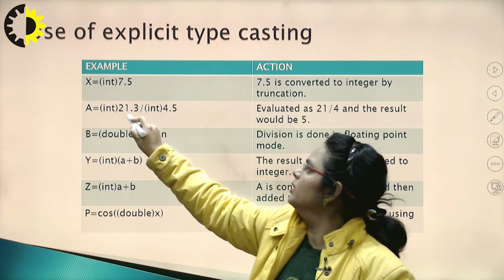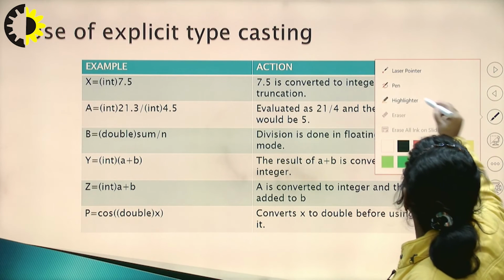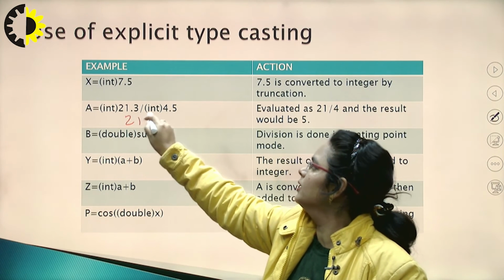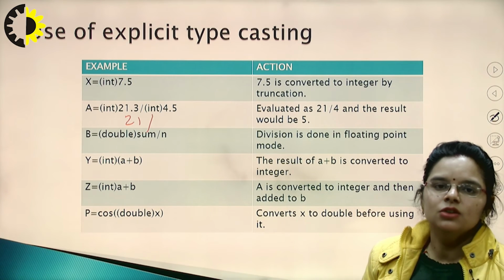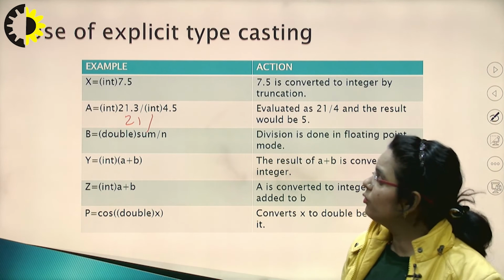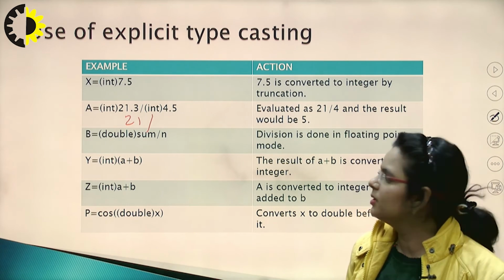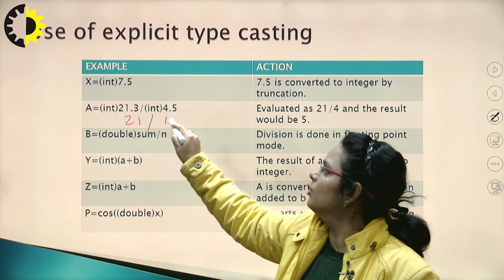This would be 20. So this would become 21. Divide by integer of 4.5. So 4.5 is a floating type value, and it is converted. It is explicit type conversion, and the type conversion is done in integer type. So the 4.5 would become 4 only.